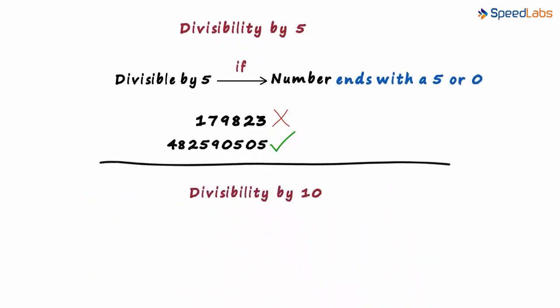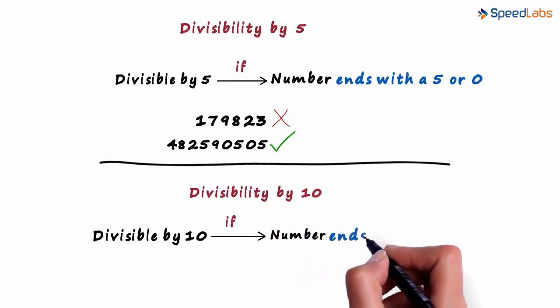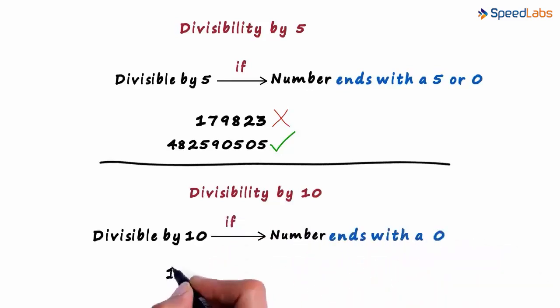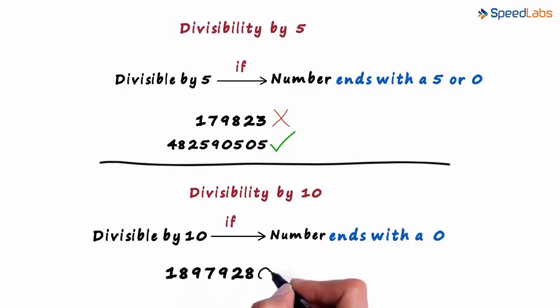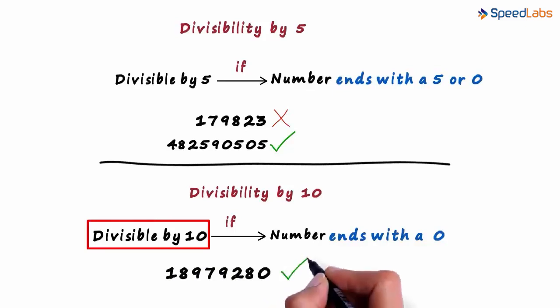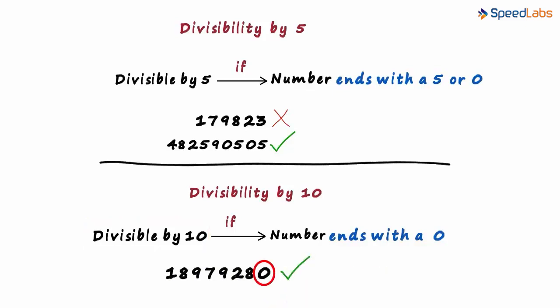Divisibility by 10. To test divisibility by 10 is the simplest of all. A number is divisible by 10 if that number ends with a 0. The number 18,979,280 is divisible by 10 as it ends with a 0. If the units digit is not 0, then the number will not be divisible by 10. And yes, since it ends with a 0, it will also be divisible by 5.